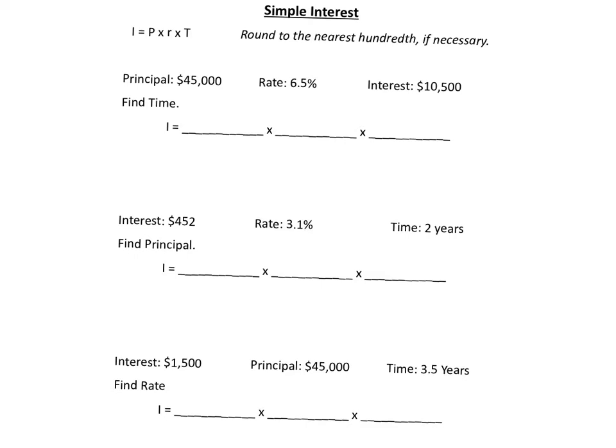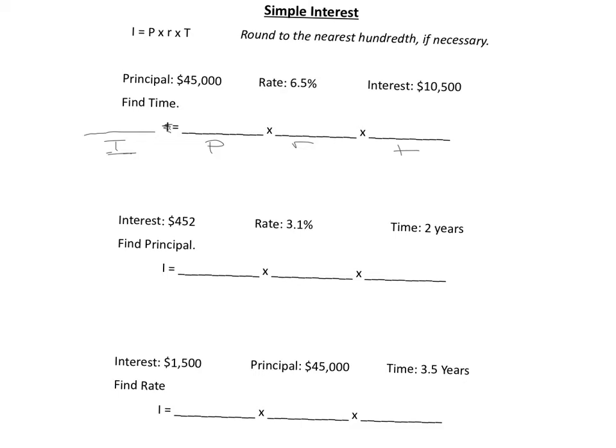Okay, so now we're going to do some examples, finding things other than interest. So even though I know it says I equals on all of these, that's a typo, and we're going to correct that. So for the first one, we're just going to draw a line and cross off the I. We know the formula is I equals P times R times T. In each of these cases, we're rounding to the nearest hundredth.